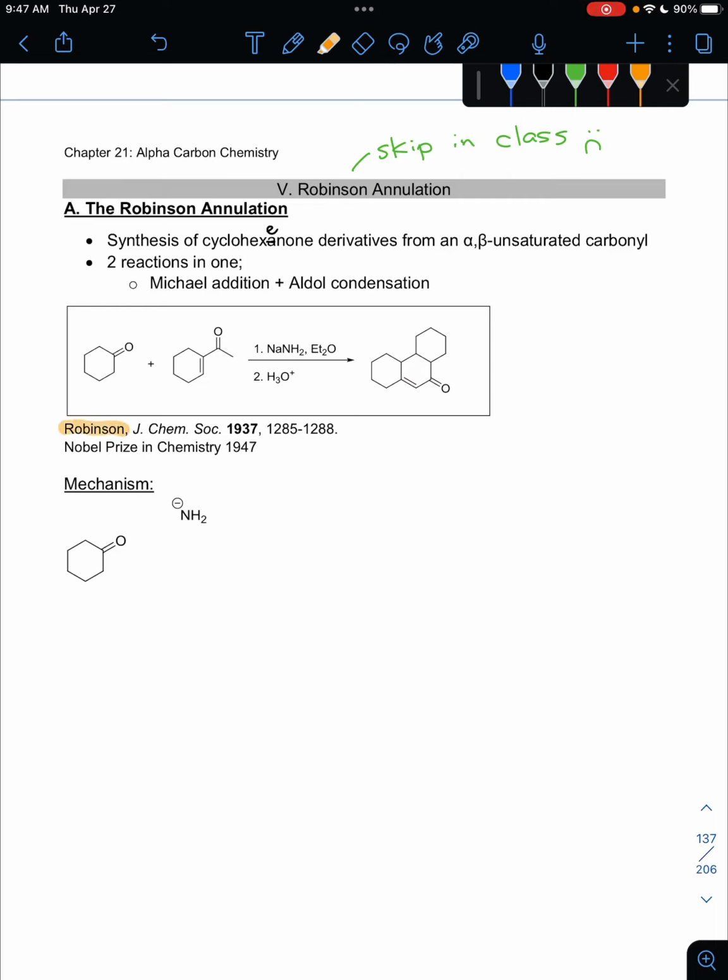I'm actually showing the exact same condition that Robinson used back in 1937, for which he won a Nobel Prize in 1947. And you might think, well, gee, how is this such a great chemistry? It just seems like any chemistry we learn about. Well, I want you to notice that this tricyclic system has the right skeleton that is almost 3/4 of the way there to make the skeleton for all the steroids.